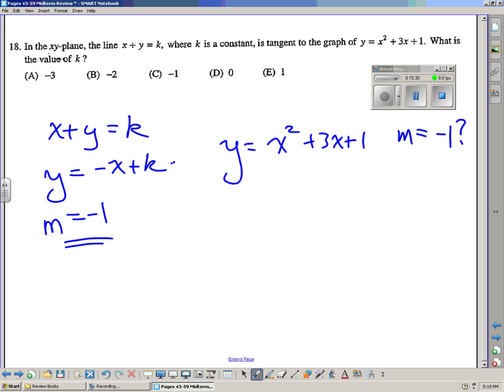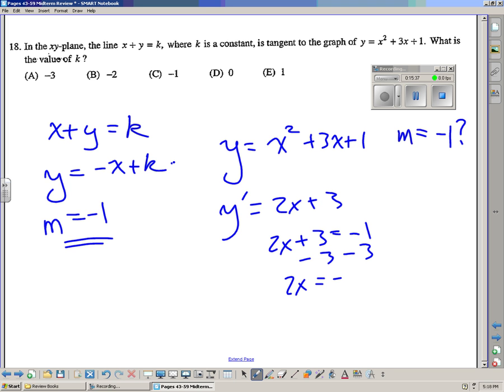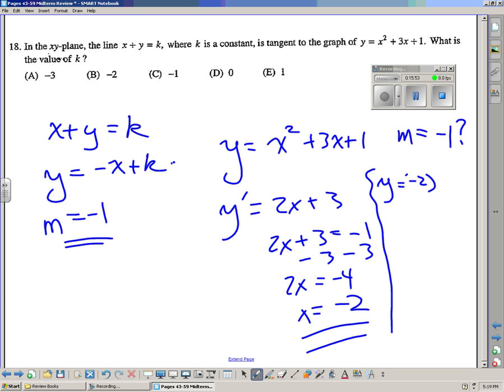That would make sure that this line here is tangent to this curve. So let's take the derivative. Y prime is 2x plus 3, and we want to find out where the slope is negative 1. So we get 2x is negative 4, x is negative 2. Well, if x is negative 2, we can figure out the y value of that curve. So y would be negative 2 squared plus 3 times negative 2 plus 1, which is 4 minus 6 plus 1, which is negative 1. So now we know the point. Negative 2, negative 1 is precisely where the slope of the tangent line is negative 1.